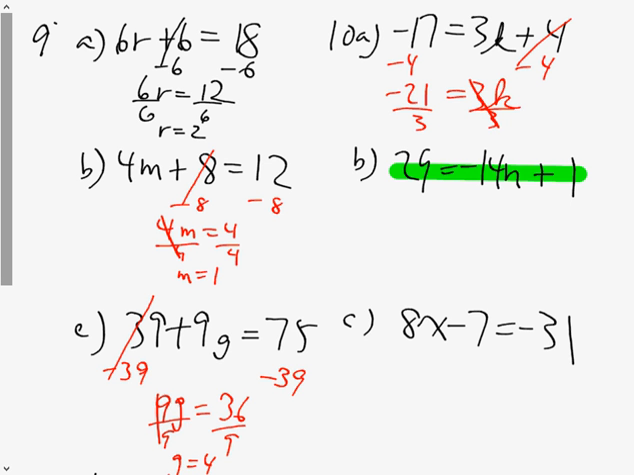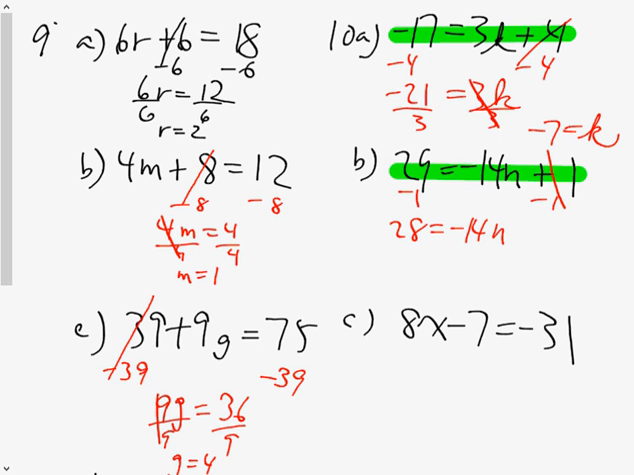And what is negative 21 divided by 3? Negative 7. So negative 7 is equal to k. There's our first. I'm going to highlight that in green too. Here's the first grade 8 algebra question, as is the next one. I'm going to subtract 1 from both sides to get rid of the constant. 28 is equal to negative 14n. Divide both sides by the coefficient, and n will equal negative 2.